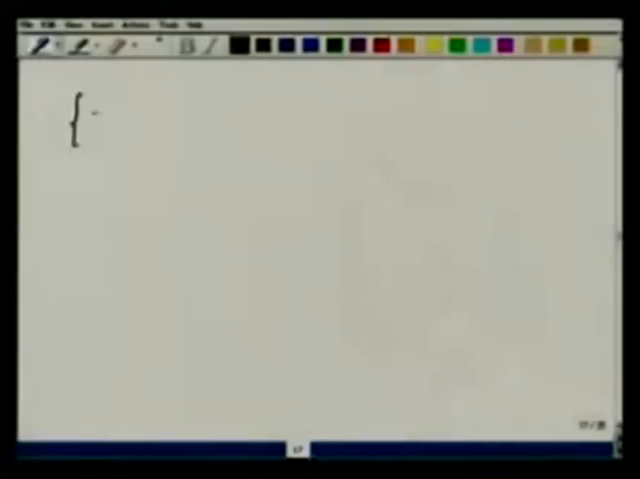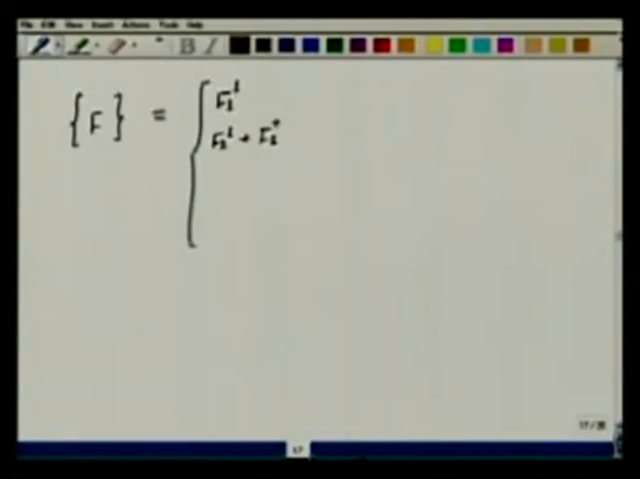Let us now assemble the global F matrix. So global F will be equal to what? You see that phi 1 will only be non-zero in element 1, so it will be F1 of element 1. Here phi 2, so F2 of element 1 plus F1 of element 2. Here I will get F2 of element 2 plus F1 of element 3, F2 of element 3 plus F1 of element 4.